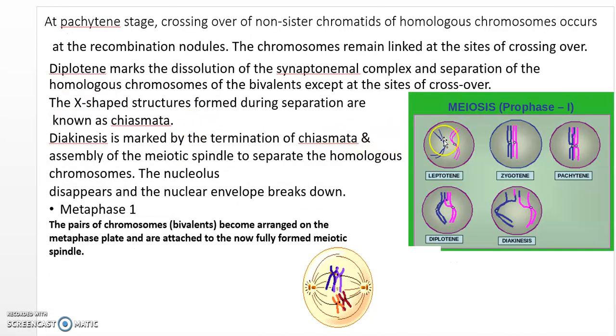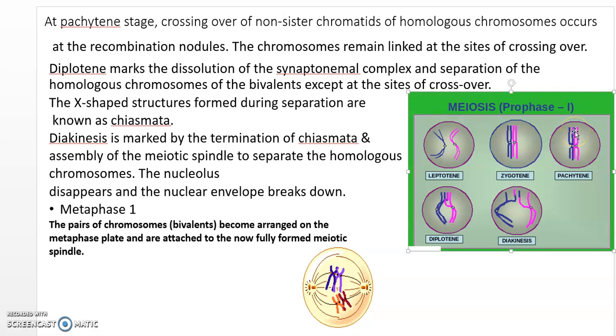Now here you can see the diagram. So that is 2 homologous chromosomes, one here and one here. One is from the father and one is from the mother. Then this pairs up, so that is called synapsis. Next, pachytene. What happens in pachytene? Crossing over takes place. So this is a sister chromatid, this is also one, one from the mother and one from the father.